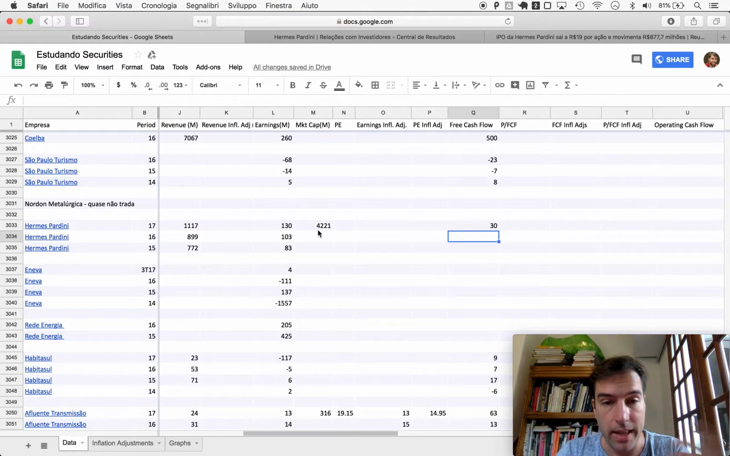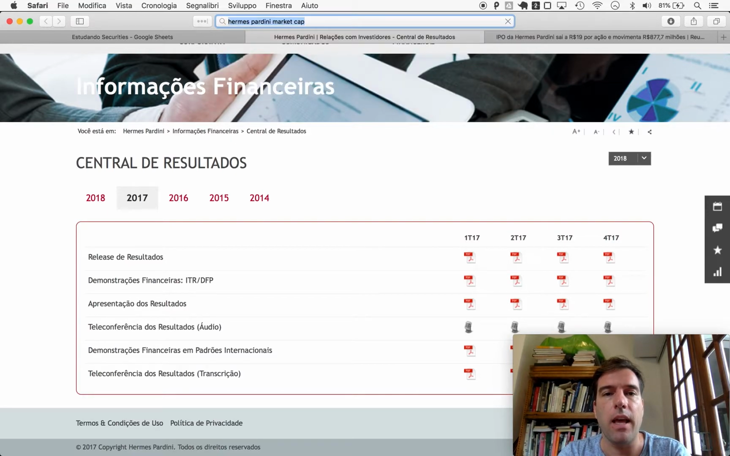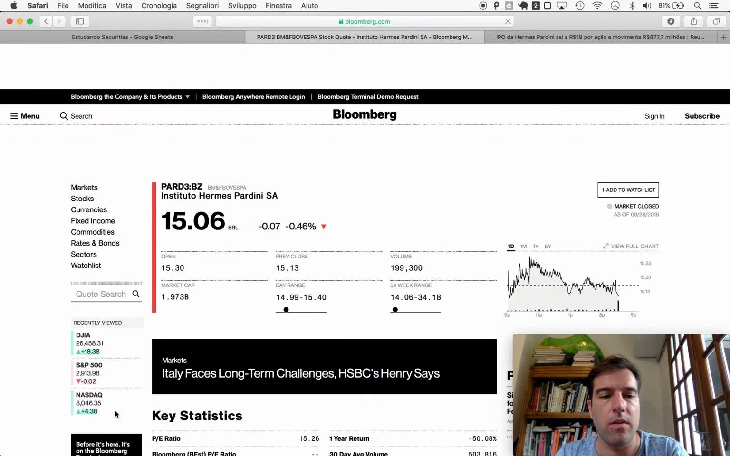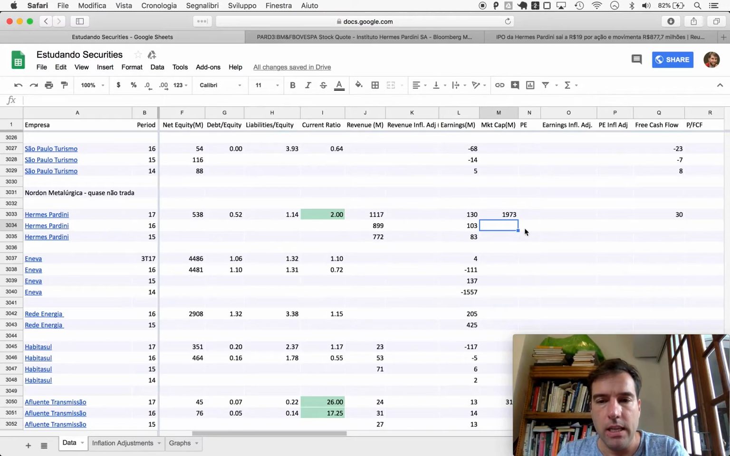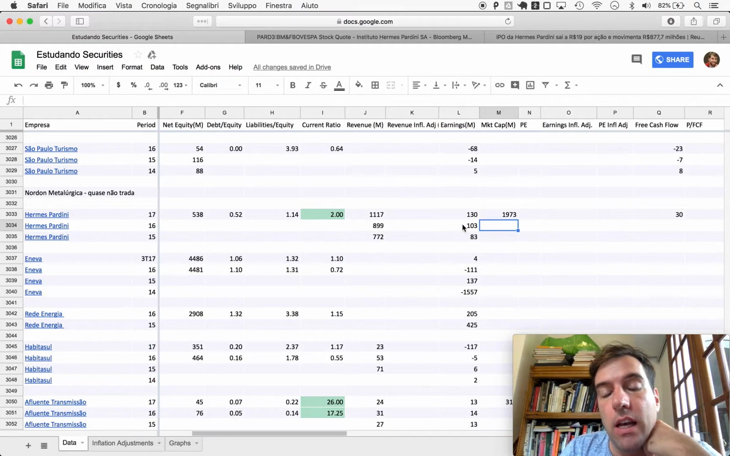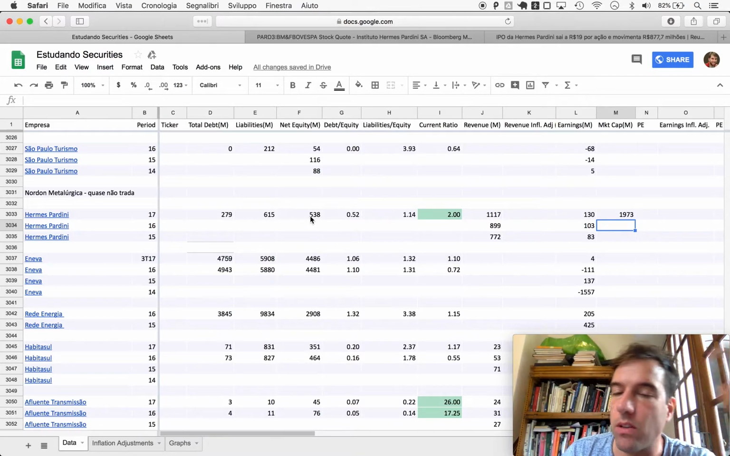So here we could see the market cap at some point this year or late last year. So here we can do Hermes Pardini market cap. And right now, the market cap's at 1973. So as you can see here, a drop of over 50%. So we don't even need to use the calculator to compare this with this column and see that it's far outside what we would like still. So it's costing almost 4 times their net equity, not super attractive.